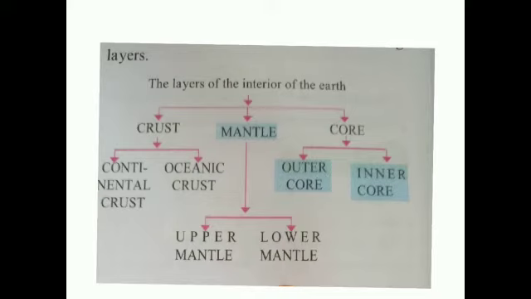Crust is the uppermost layer of the earth which is in a solid state. Its thickness is not the same everywhere. It is 30 to 35 kilometers thick. As we move deeper under the surface, temperature increases. The rate of increase in temperature reduces and again increases at the core.